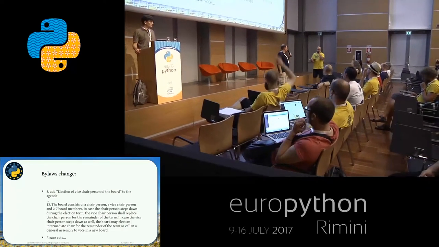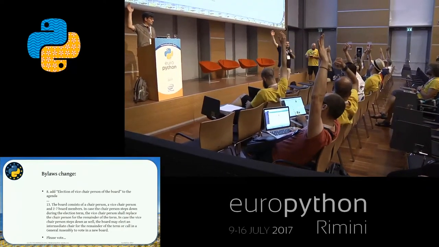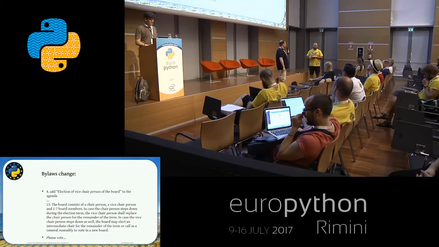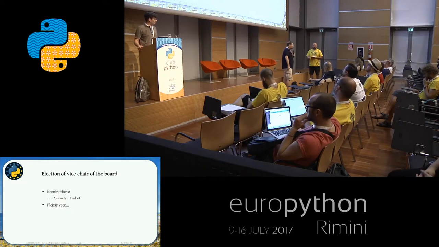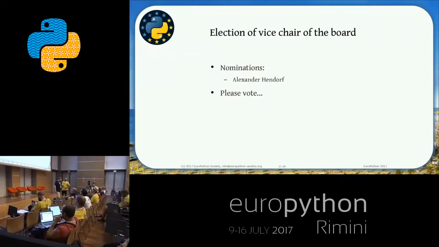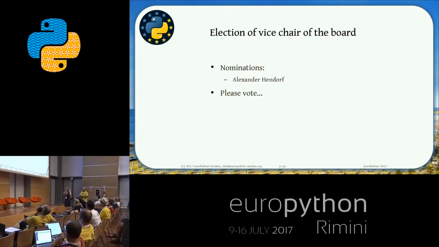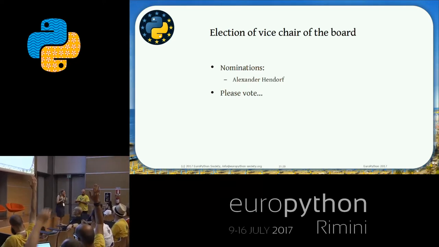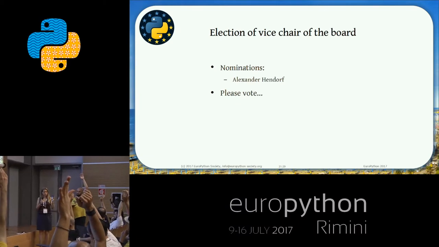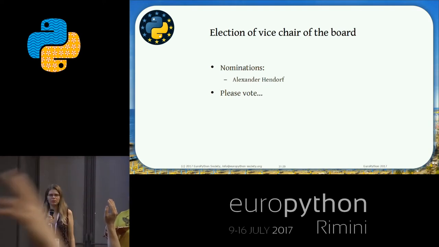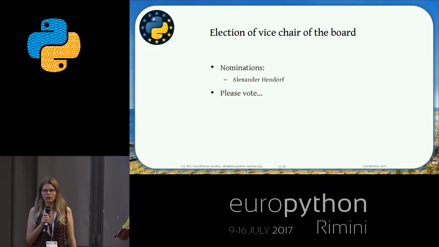Who's in favor of these bylaws change? Yeah, 17 in favor. Abstain. Noes. Okay. So this being effective now, we need to vote on a vice chair. And Alexander nominated himself, or I pushed him to. Who is in favor of Alexander Hendorf as the vice chair? Who abstains? Noes? 17-0-0.